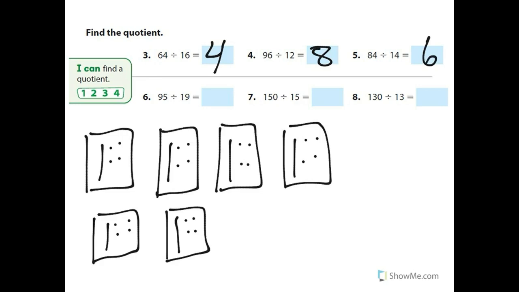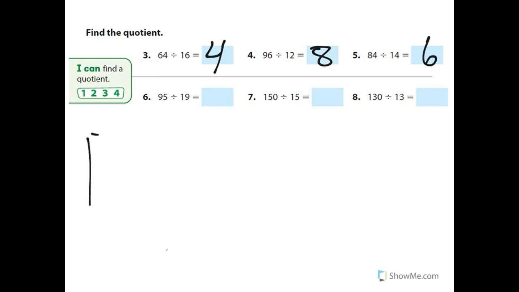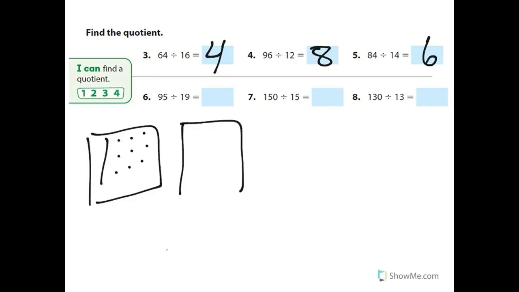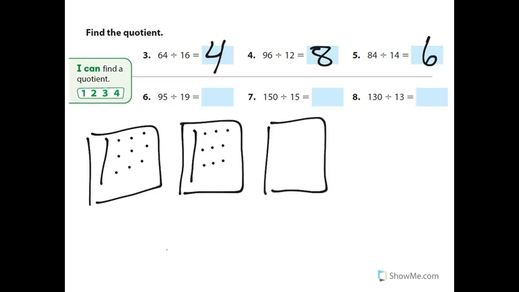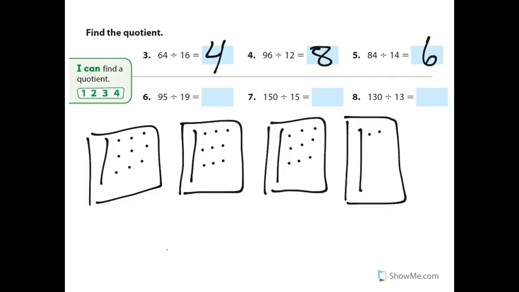Number 6. Go ahead and do that one with the model as well. So we're going to have 19 in each one. So that's 20, 29, 38, 48, 48 plus 9, we got 57, 67, plus 9 is 76, 86 plus 9 is 95. So how many groups do we have?